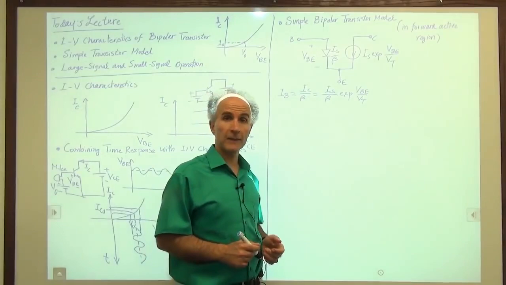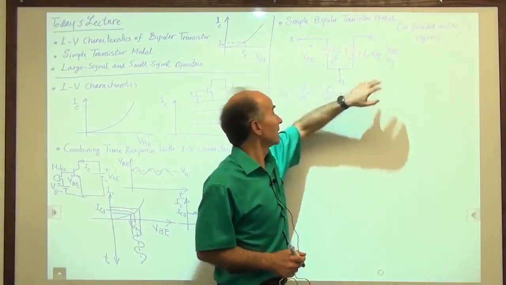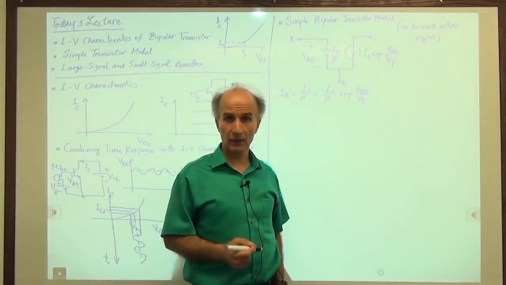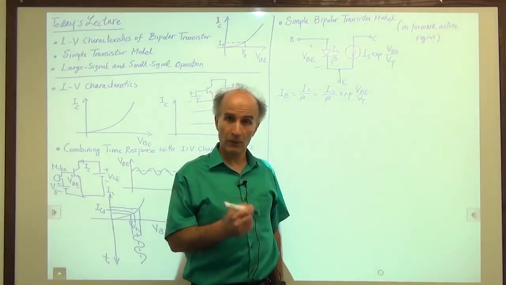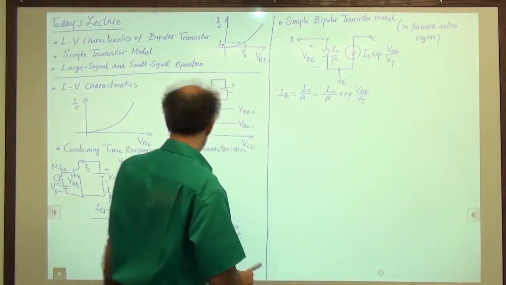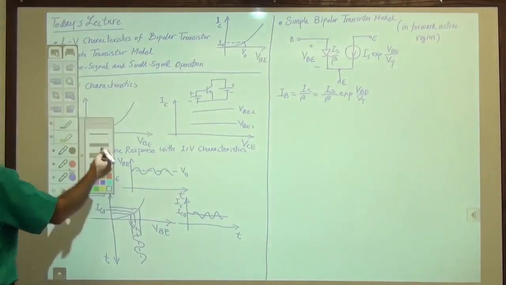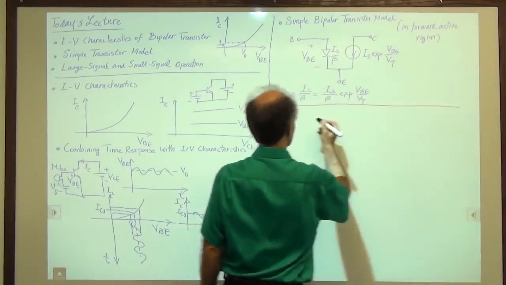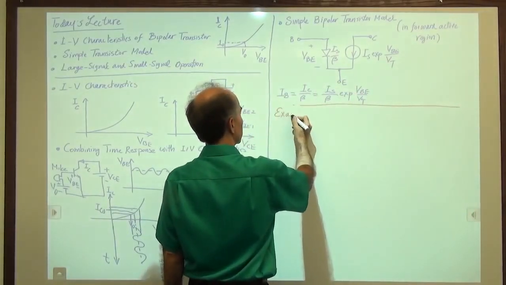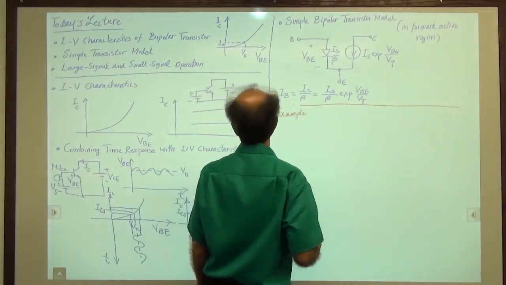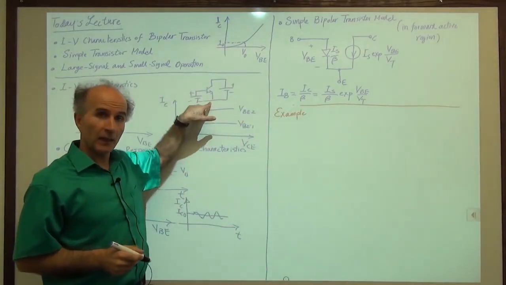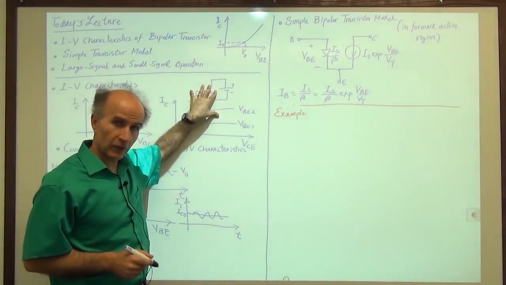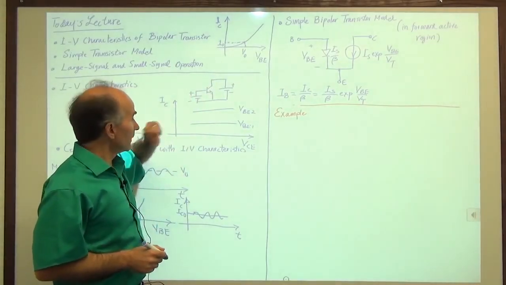Now, intuitively, you might expect that this exponential dependence might give us some trouble in calculations. It's a nonlinear function. So let's see. Maybe it does, maybe it doesn't. Let me change the color of my pen, and we go and try something. So here's an example. Remember this little circuit here? We have a battery here, and a transistor here. All biased up in forward active region. We're happy with it.